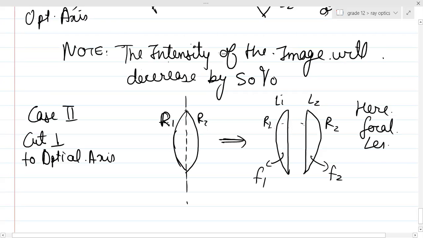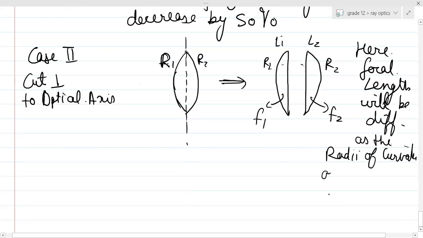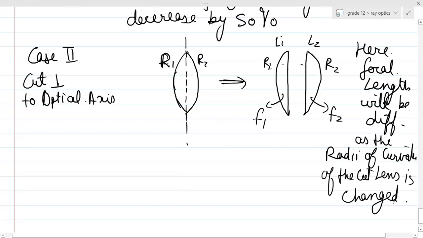So here the focal length will change, as the radii of curvature of the cut lens are different. Since it is changed, even the focal length will change. And how will you find out the focal length of this lens? Again, it can be found using the lens maker's formula. F1, F2 can be found using the lens maker's formula, right? Yes or no?